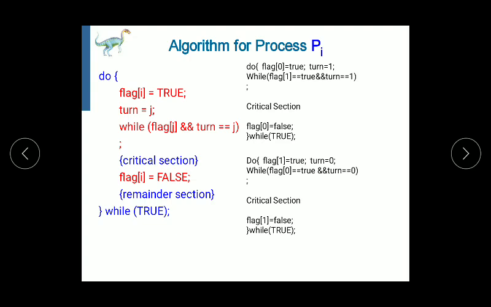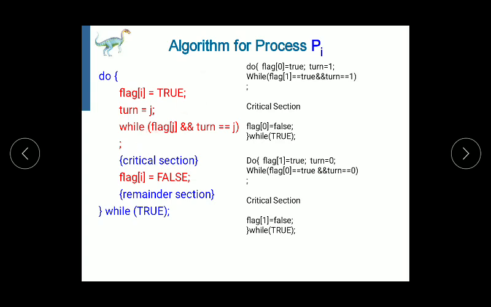Hence, one of the processes, say Pj, must have successfully executed the while statement, whereas Pi had to execute at least one additional statement, turn is equal to j. However, at that time, flag of j is equal to true and turn is equal to j, and this condition will persist as long as Pj is in the critical section. As a result, mutual exclusion is preserved.